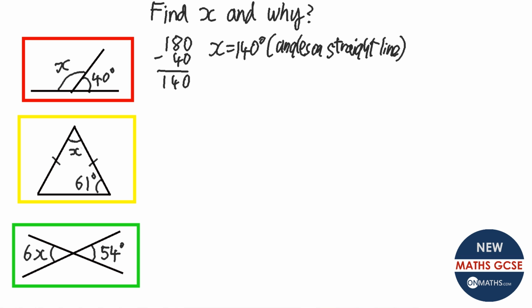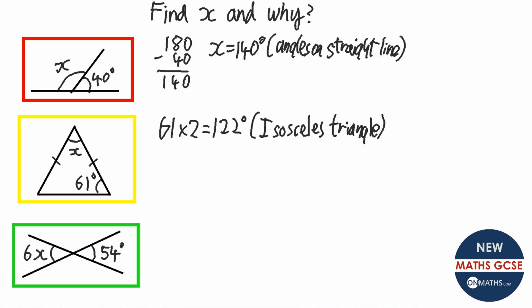Right, this next one, first of all we want to do 61 times 2. So 60 times 2 is 120, so that's going to be 122 degrees. The reason for that is because it's an isosceles triangle. So that gives us the bottom two angles, and therefore x is going to be 180 minus 122. So 180 take away 122.